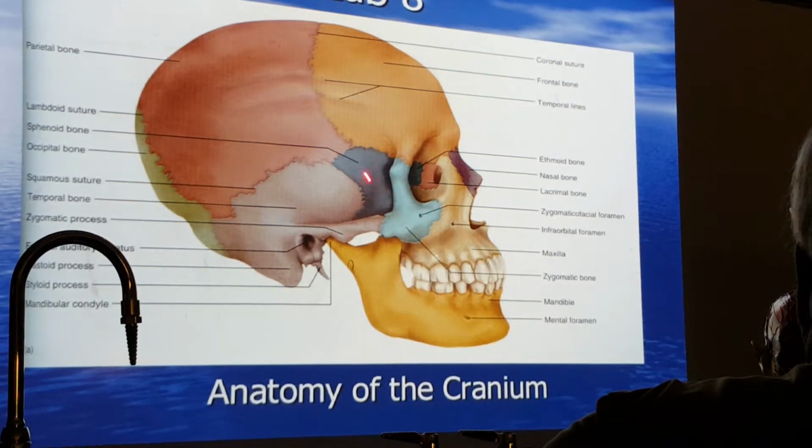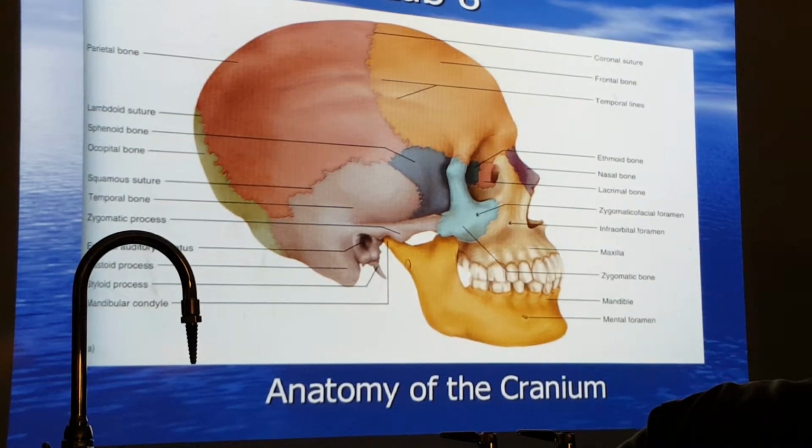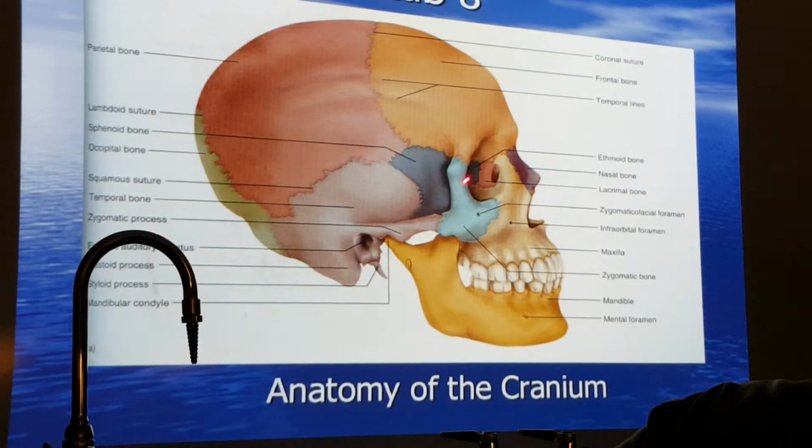This is the mirror image on the other side, the sphenoid bone. We have the ethmoid bone, which is associated with the sense of smell.